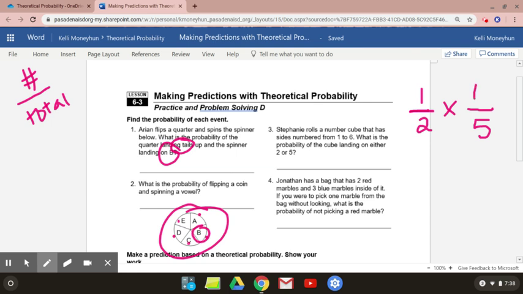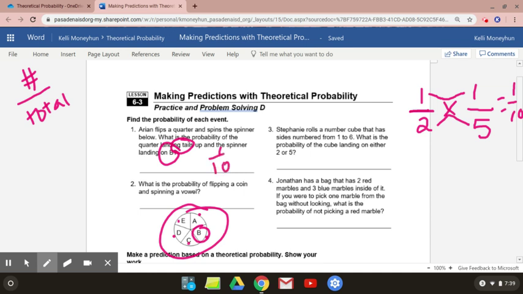Okay, now when you multiply, you're multiplying straight across. Okay, nothing crazy. 1 times 1 is 1. 2 times 5 is 10. Okay, done. That's your answer.